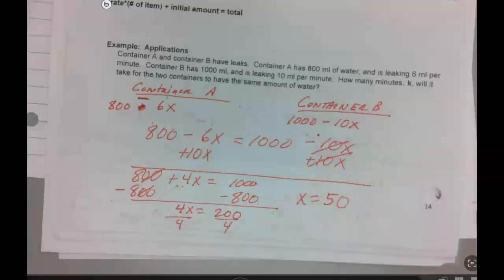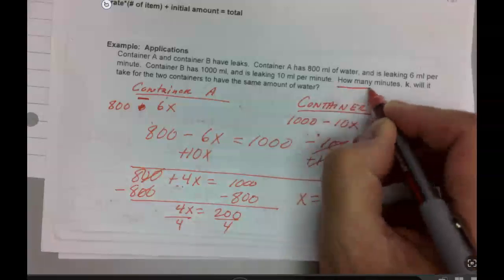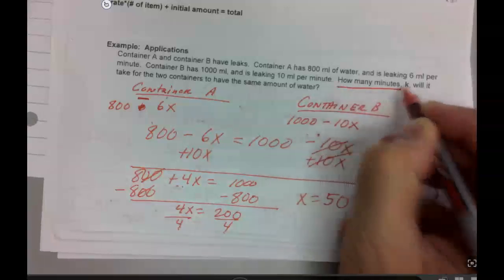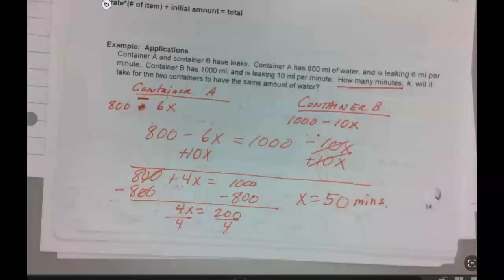What does 50 represent? 50 what? Your question will always tell you what the variable stands for. How many what? Minutes. So this is 50 minutes. After 50 minutes, they will have the same amount of water in them.